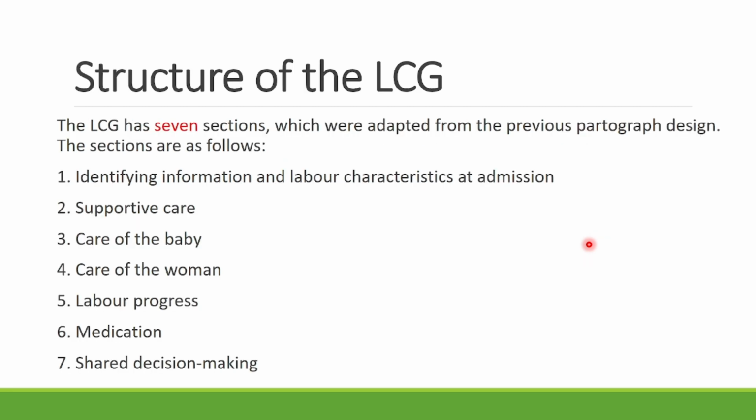The structure of the Labor Care Guide: it contains 7 sections, as we see here. The first is about the woman's characteristics, the second the supportive care, the third the baby, then the woman, then labor progress, medication, and shared decision making. The supportive care and the shared decision making are the second and third differences from the previous WHO partograph.